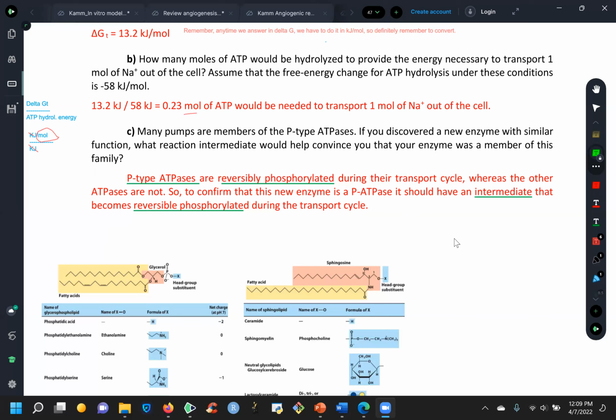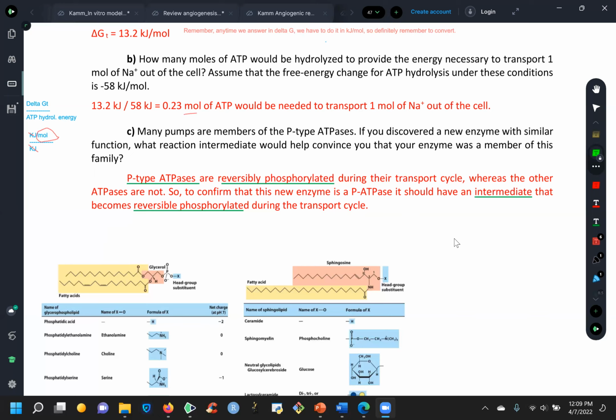And then C, they always ask about different types of ATPases. I know we have P-type ATPases, and then there's another type, and I think we cover both of them on the exam review, but definitely review the notes for those. It says many pumps are members of the P-type ATPases. If you discovered a new enzyme with similar function, what reaction intermediate would help convince you that your enzyme was a member of this family? So P-type ATPases are reversibly phosphorylated.